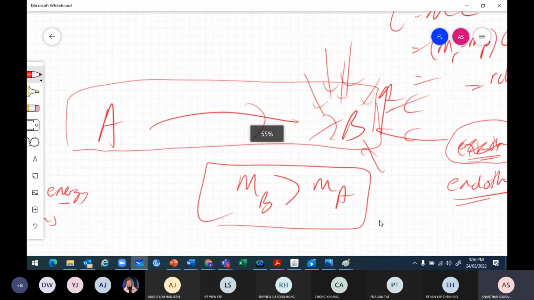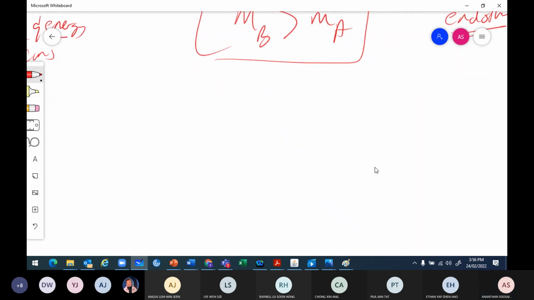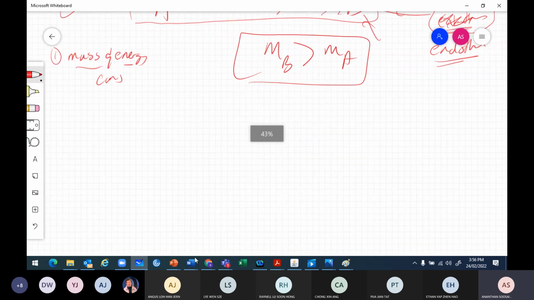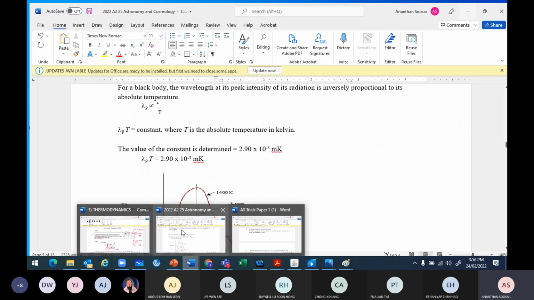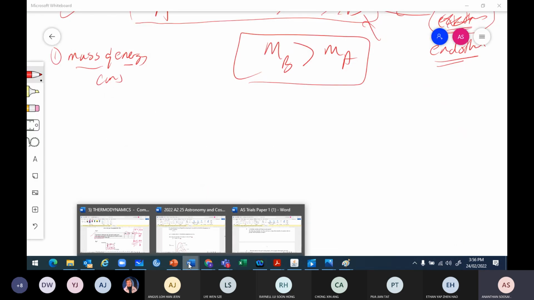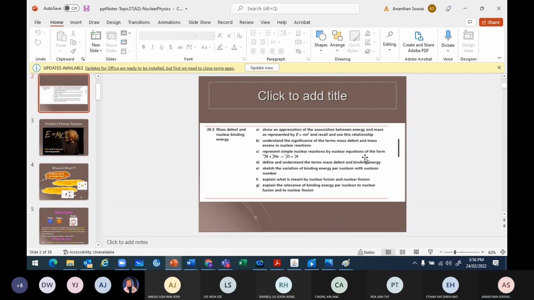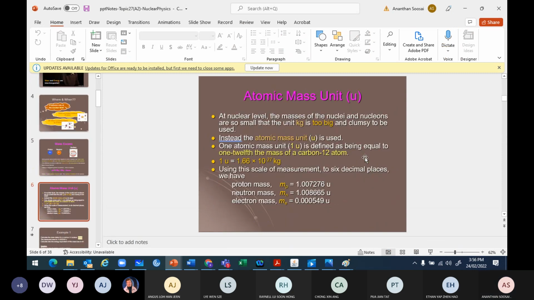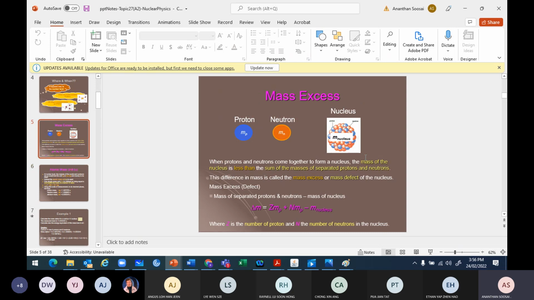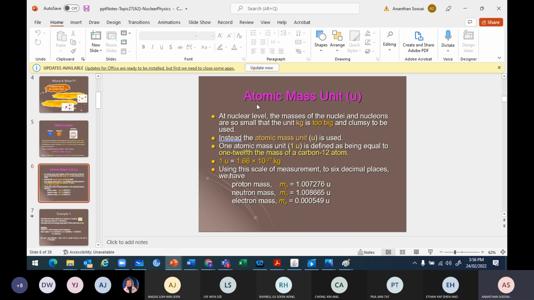Okay, guys, so we learned a lot today. I stop here. Just recall what you learned today. You learned three things. First, you learned about mass defect, and you learned the definition of the atomic mass unit: 1/12 of the mass of the carbon-12 atom.